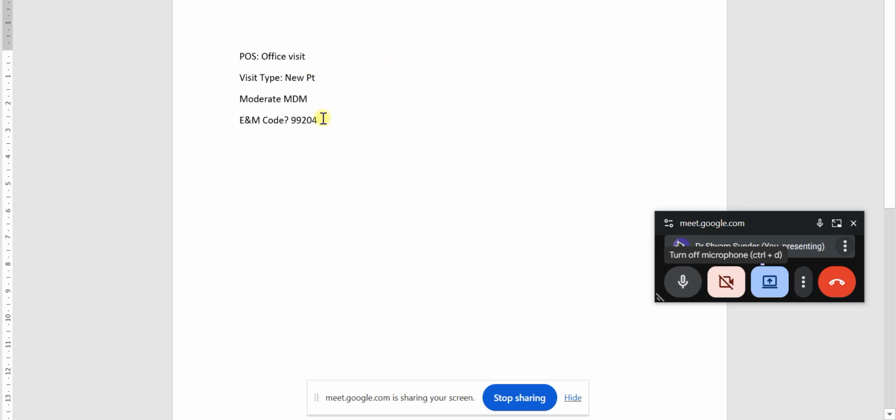So to decide the final E&M level, you must know these three things. Very important. One by one, you have to keep the checklist and tick. If you follow this step by step process, you will definitely come to this. If somebody assigns 99203, that's okay. Initially, don't worry about that. But if you assign 99202 or 99205, there's a problem. And if you assign 99214, that's a big problem.